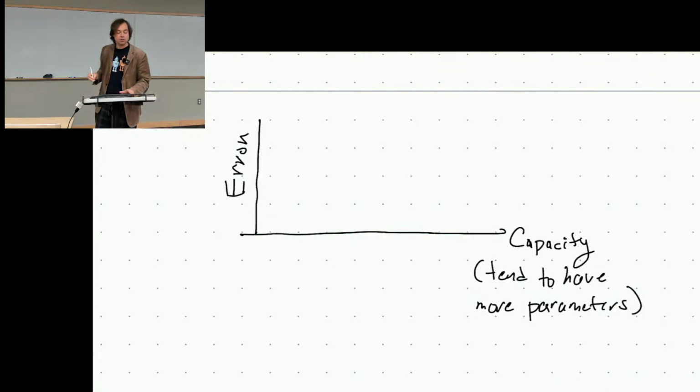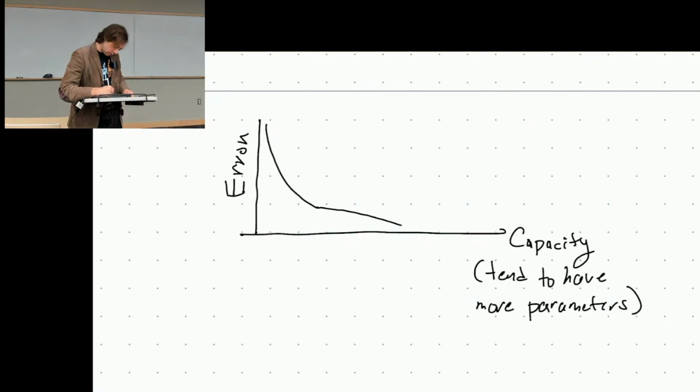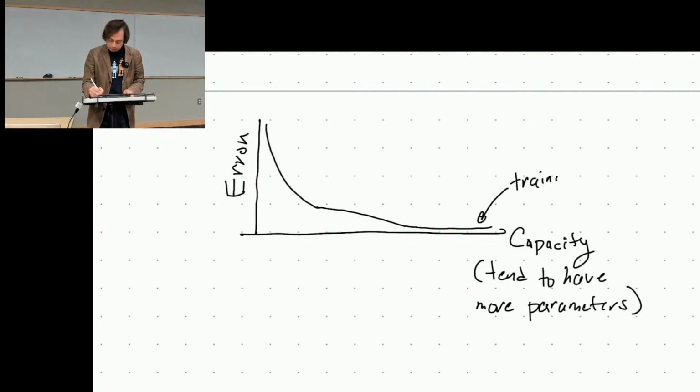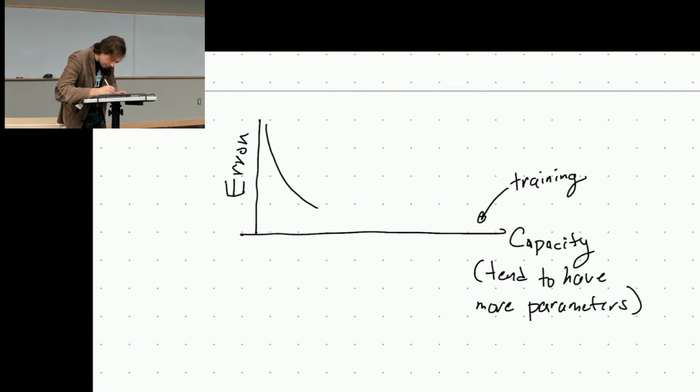So here in general, you have your error, and as your capacity increases, your training error will decrease. This is your training error, on the data set you are training on. It asymptotically approaches 0, which makes sense.